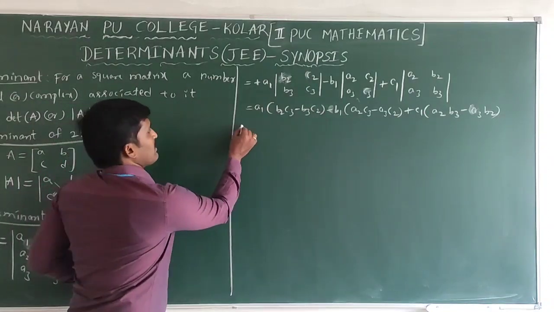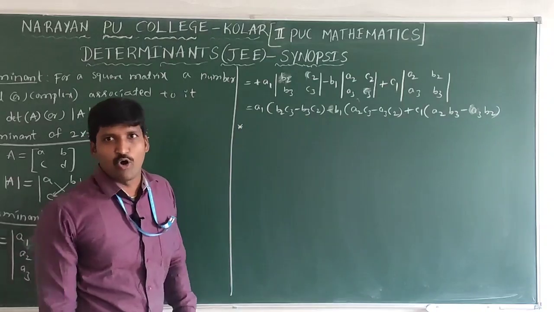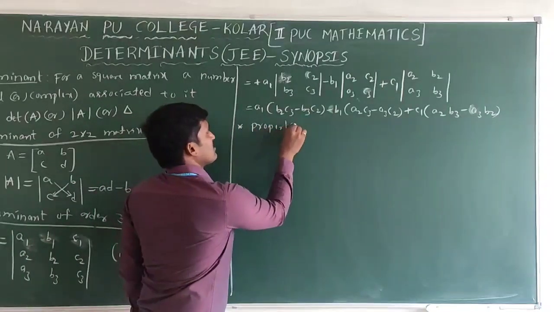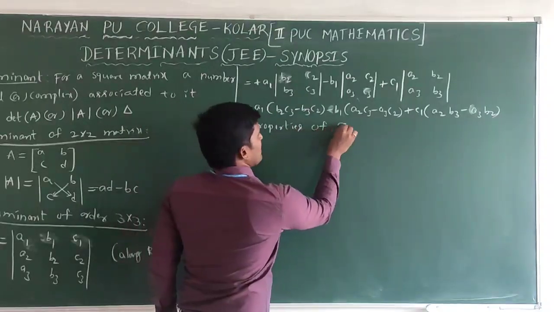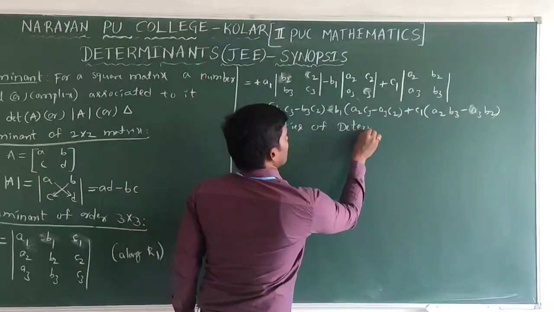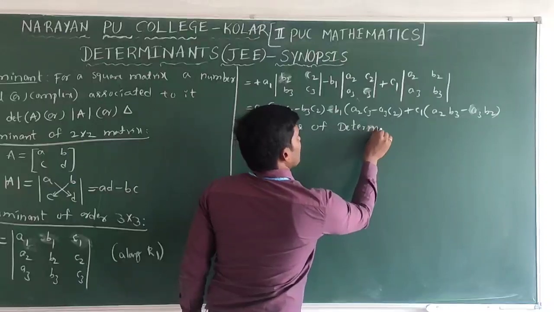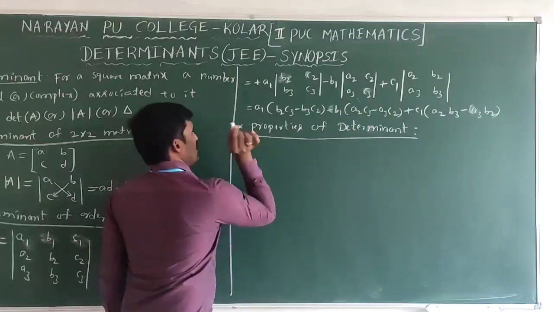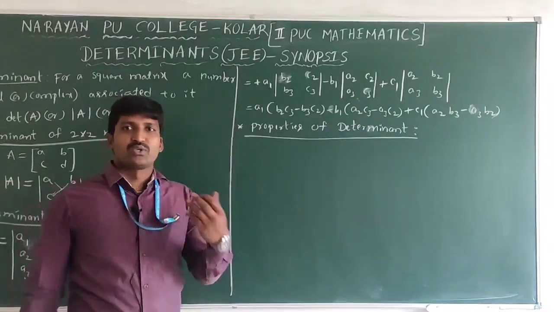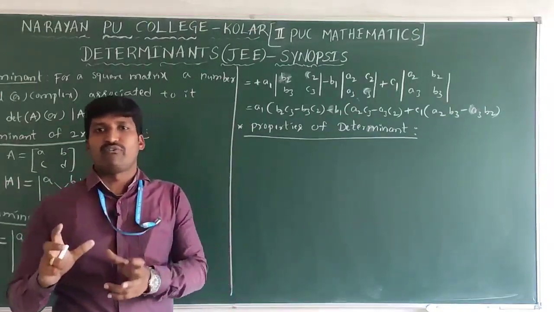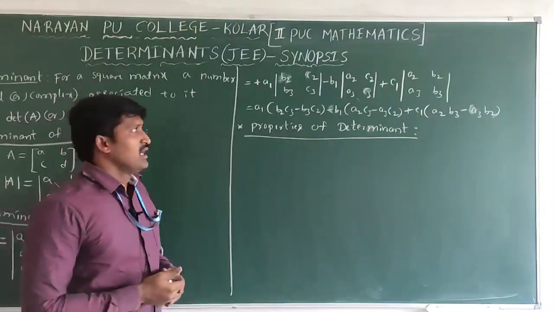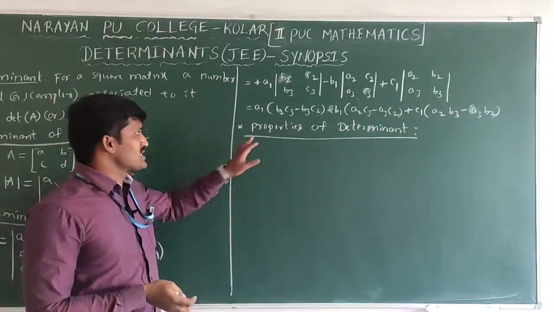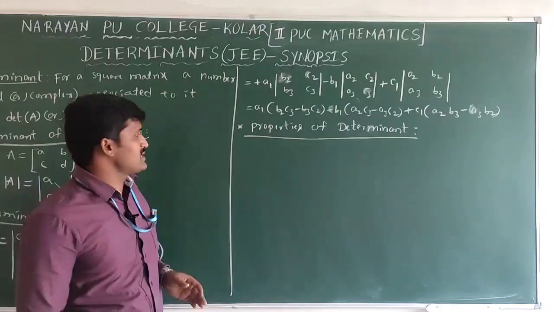Now next, coming to properties of determinant. These properties are used to simplify certain types of determinant values. Directly expanding and simplifying is very difficult. In that case, we follow these properties.